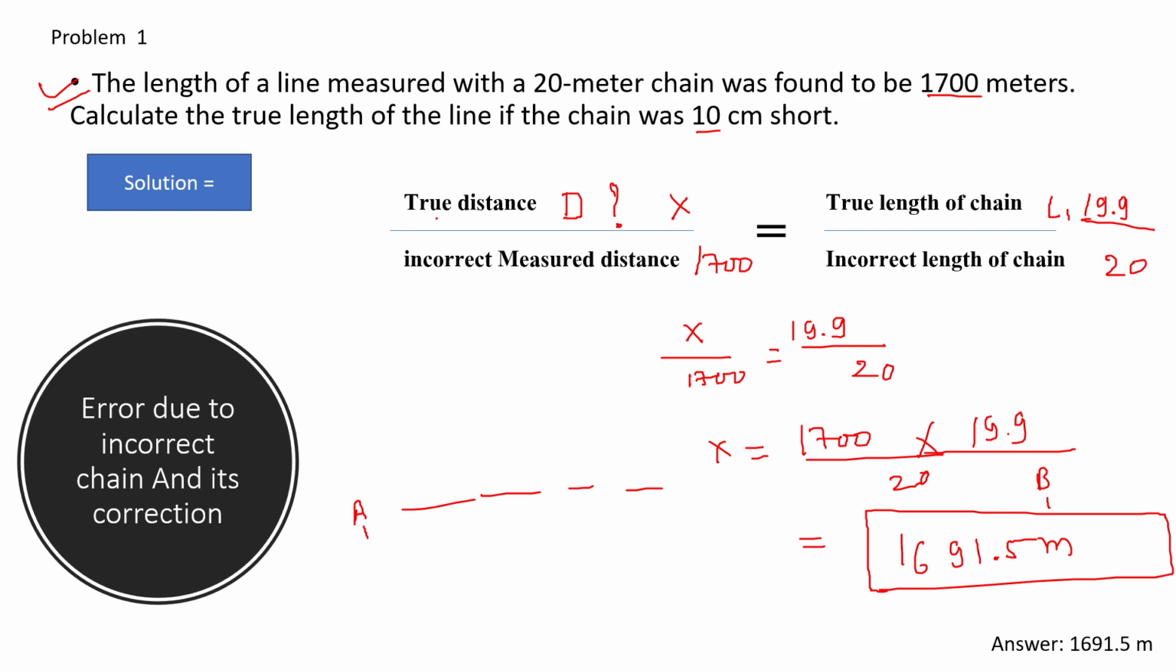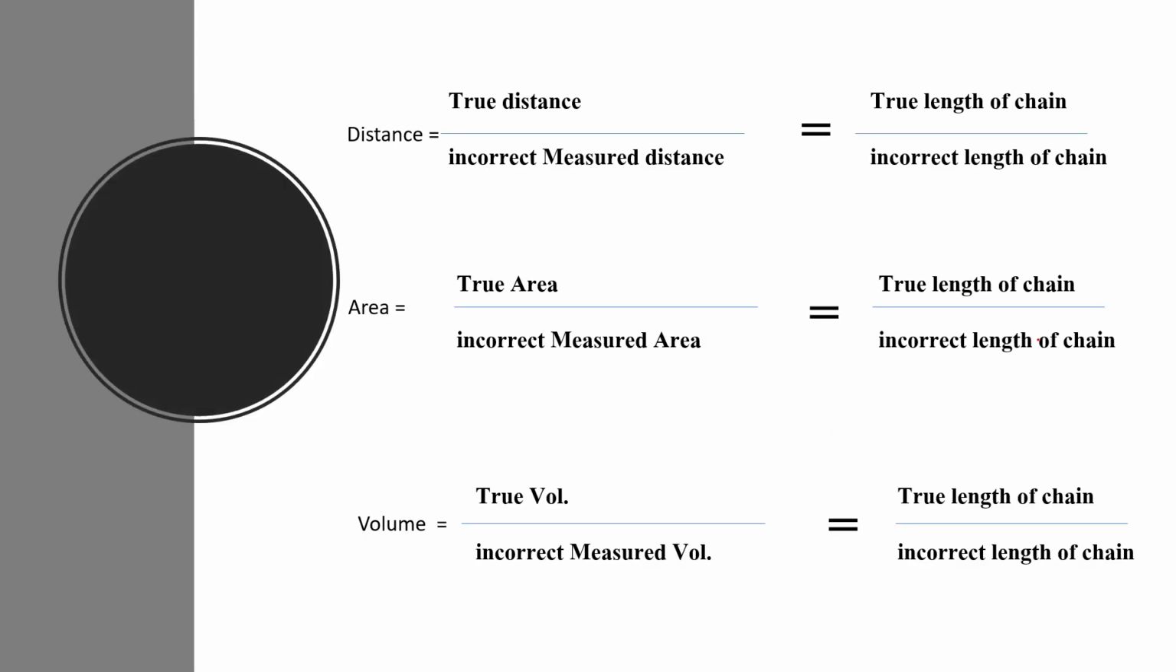Okay, what we have to do? We have to put the value in this formula. It is true distance, true length, incorrect measurement, incorrect length. So we have to take the ratios of this. In such a way we have to solve the problem. Next level of problem will be, suppose here we have calculated the distance, but next time suppose we calculate the area. Somewhere we will calculate the volume and we have to correct the volume or area. So we will see how to solve this kind of problem.